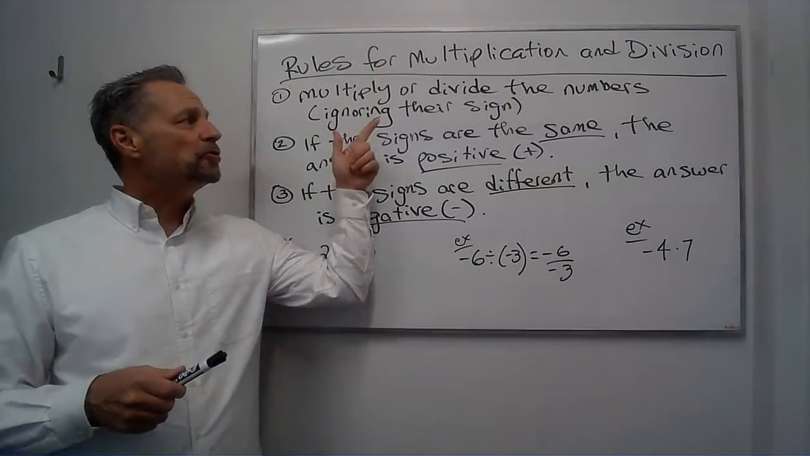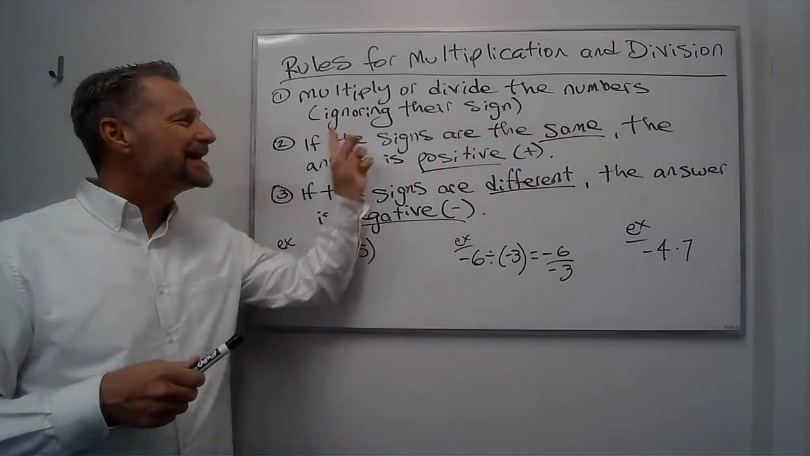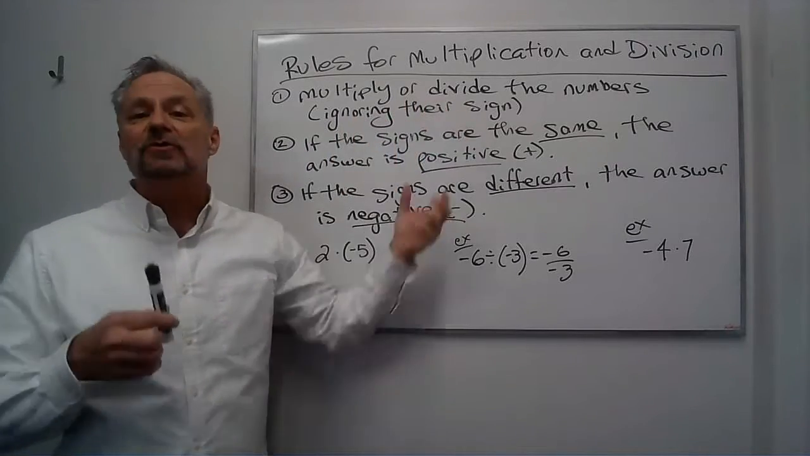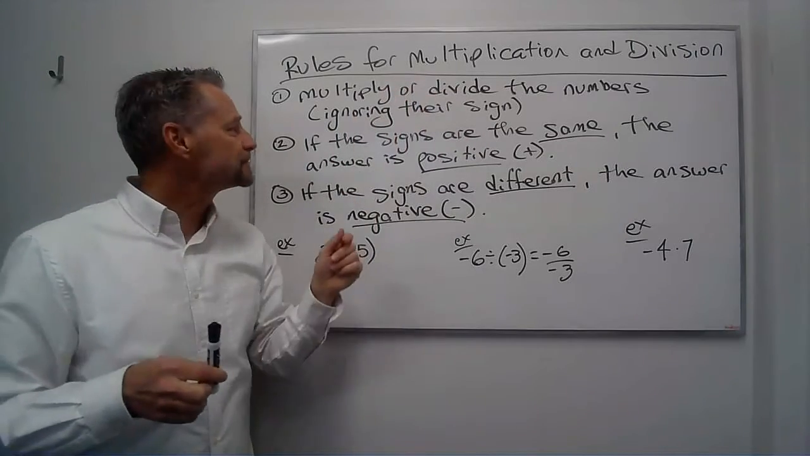First of all, you multiply or divide the numbers together. Ignore their signs for now. Some authors will say multiply or divide their absolute values. It just means ignore their signs.